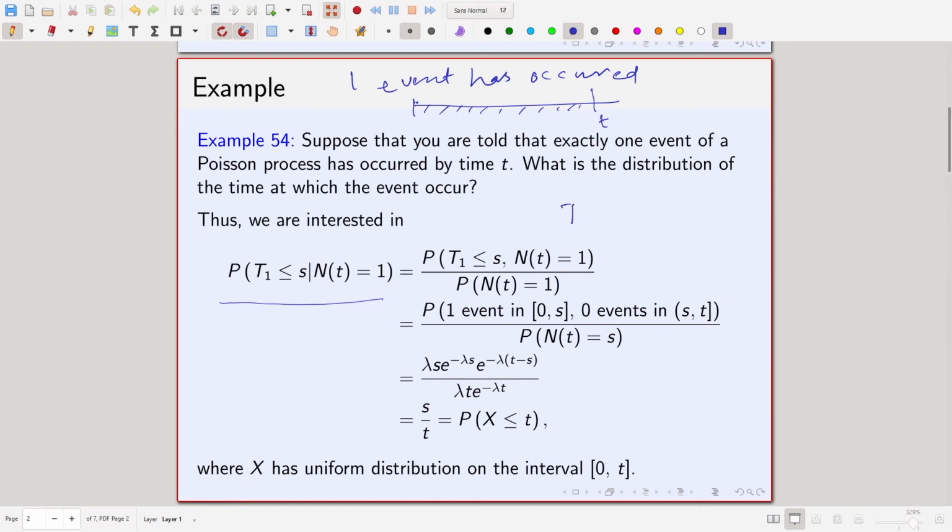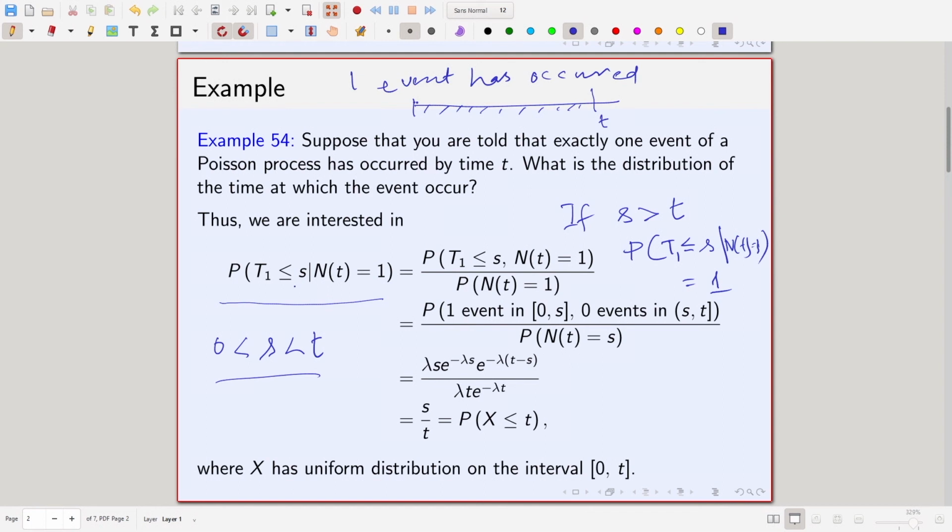If s is greater than t, then the probability that T1 is less than or equal to s given N(t) equal to 1 is just 1, because you are already told that there has been an arrival by time t. So, obviously the time of that arrival should be less than or equal to s if s is greater than t. The interesting part is when 0 is less than s, which is less than t.